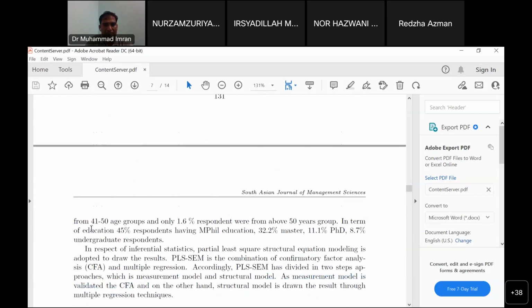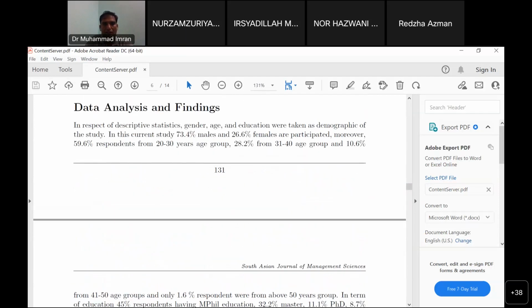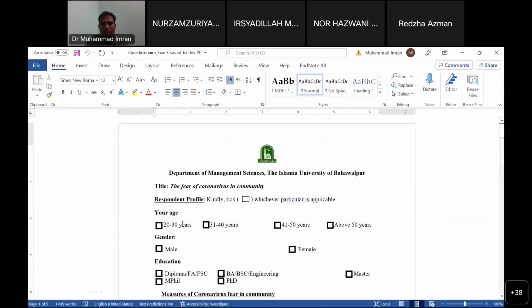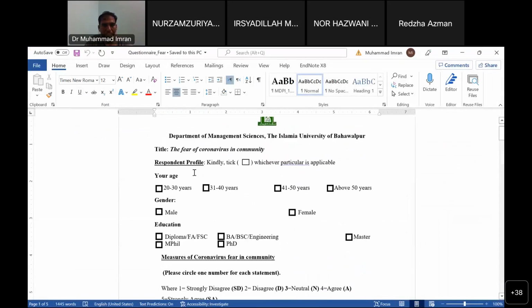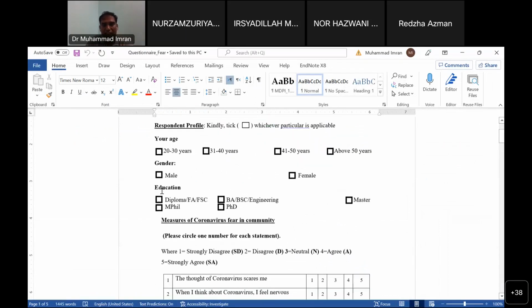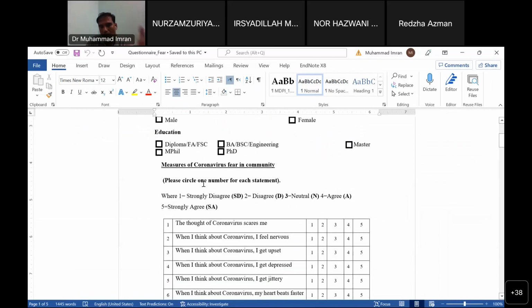For this analysis, I use a questionnaire. Hope you can see the questionnaire. See here, the respondent. I give the age: how many respondents are between 20 and 30 years and 30 to 41 years, I segregated in this one. And gender, how many males participated in my research and how many females, and their education level, and then my responses about my IVs and DVs and coronavirus fears.